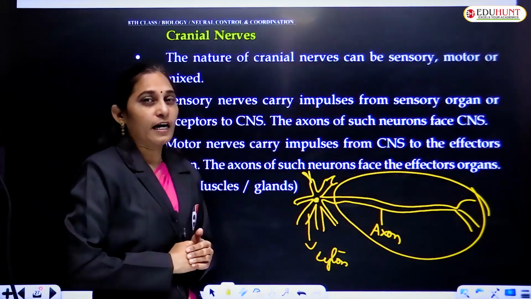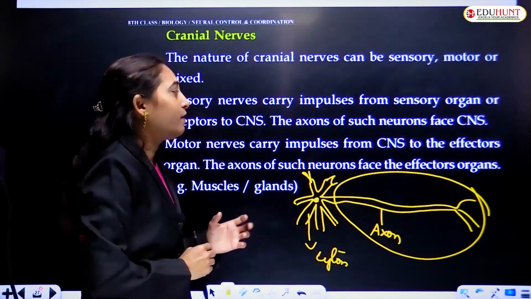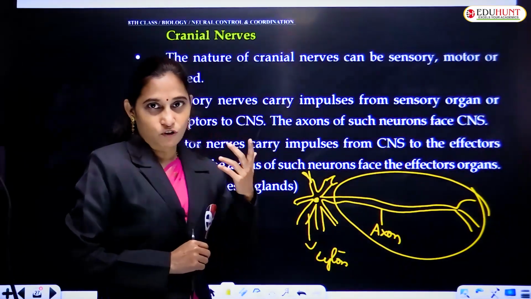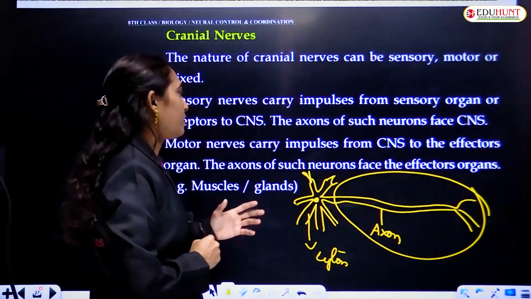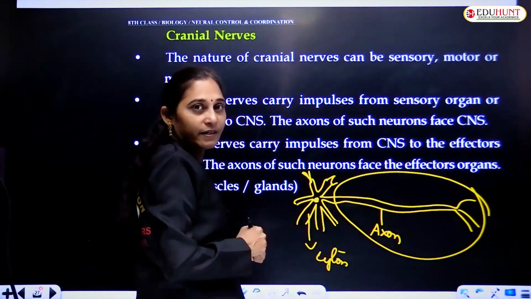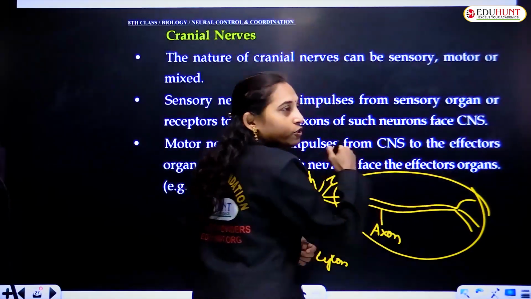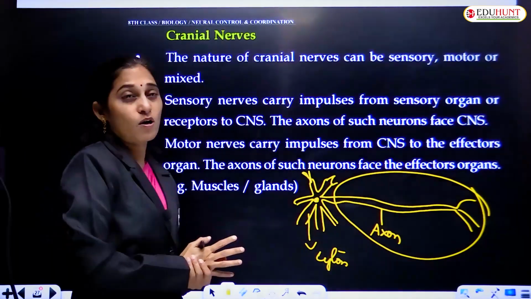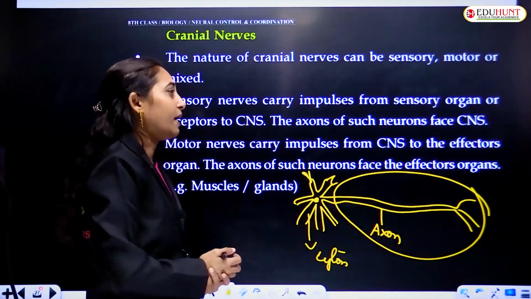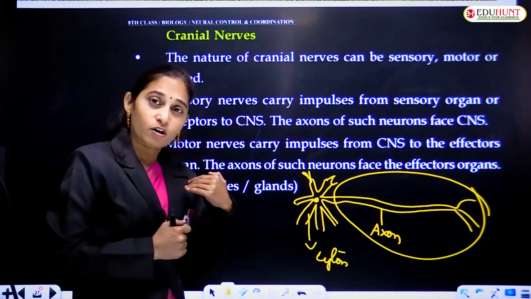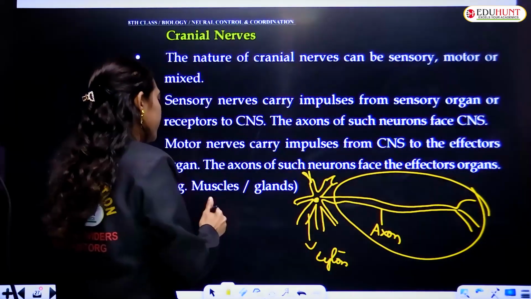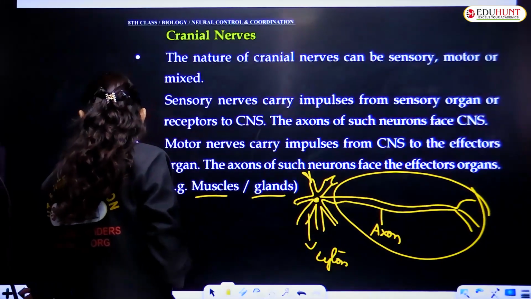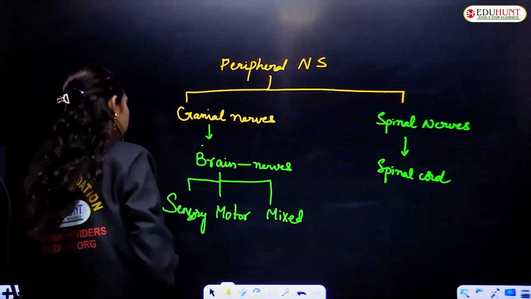That is, the impulses are carried from the central nervous system to the effectors, that is the effector organs. And the axons of such neurons face the effector organs like muscles and glands. So let us write this.